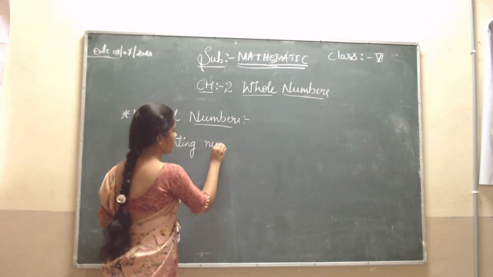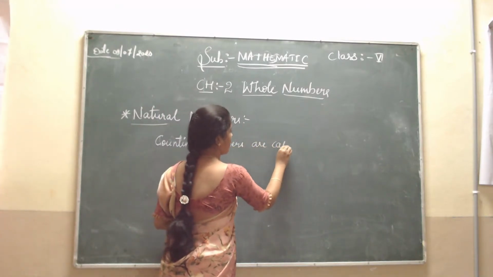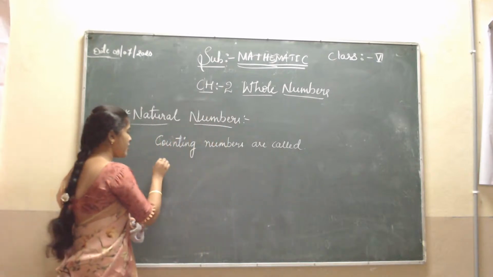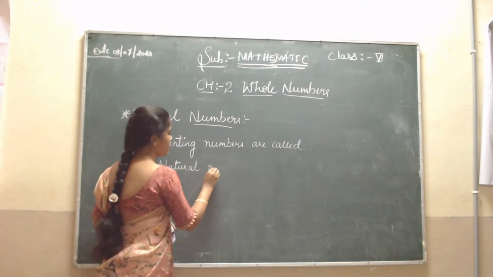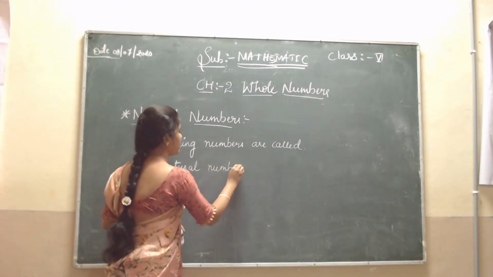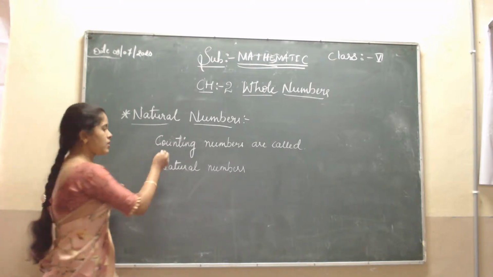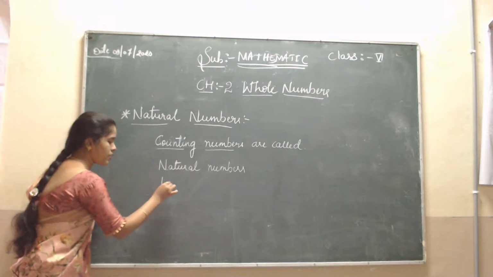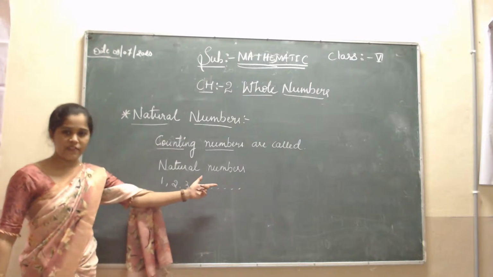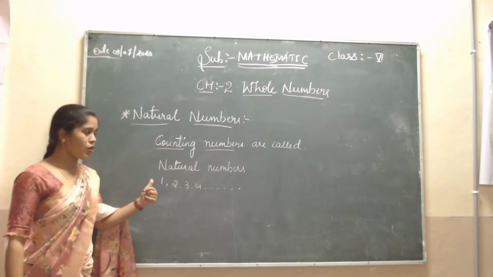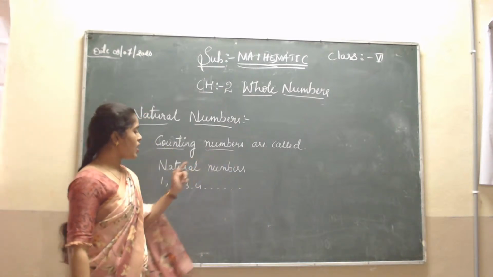Counting numbers are called natural numbers. What are counting numbers? Counting numbers are 1, 2, 3, 4, and so on up to infinity. These are counting numbers. Counting numbers are called natural numbers.